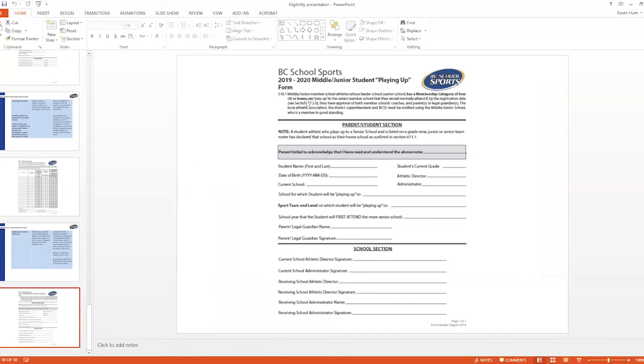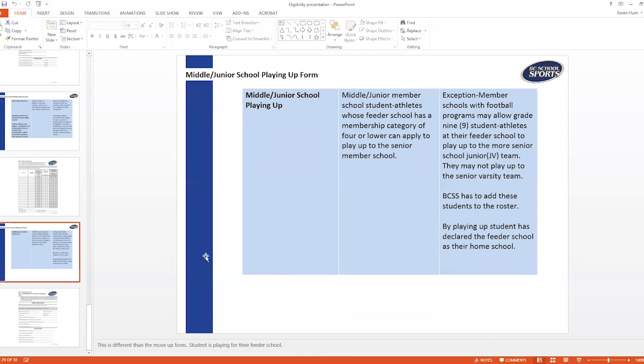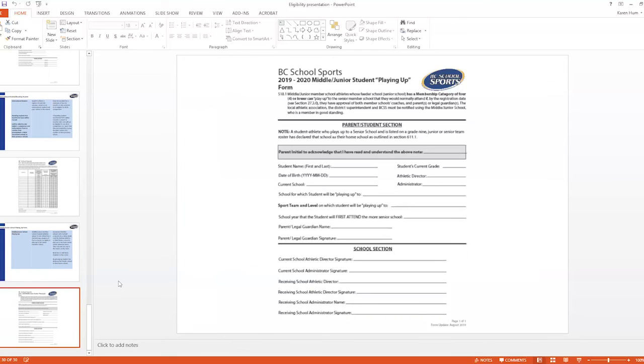So essentially their population would be 350 or lower, and we feel that they don't have the student enrollment to fulfill a team. Larger schools that have feeder schools aren't able to use middle school kids, except for kids from their feeder school, with the exception of the football rule that I mentioned. So that's the only exception to that one. And I think that's the final eligibility form.